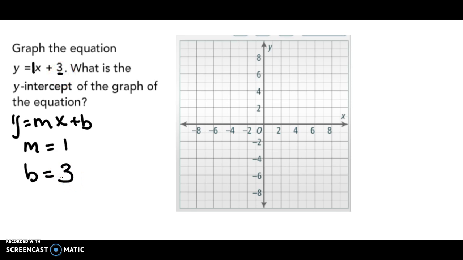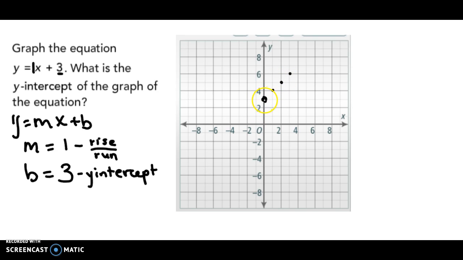So in order to graph this, remember your b value is simply your y-intercept, and your m value is simply your rise over run. Let's first start by graphing our b value, which is at the value of 3. Then we're going to do our rise over run from our y-intercept. So rise 1 over 1.